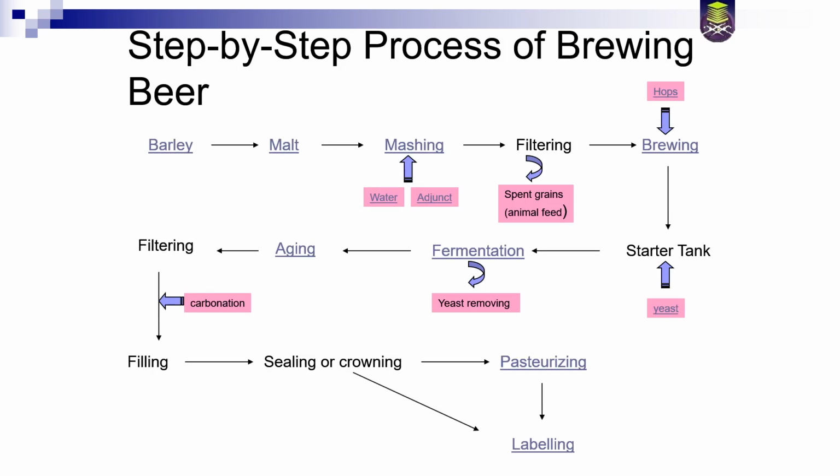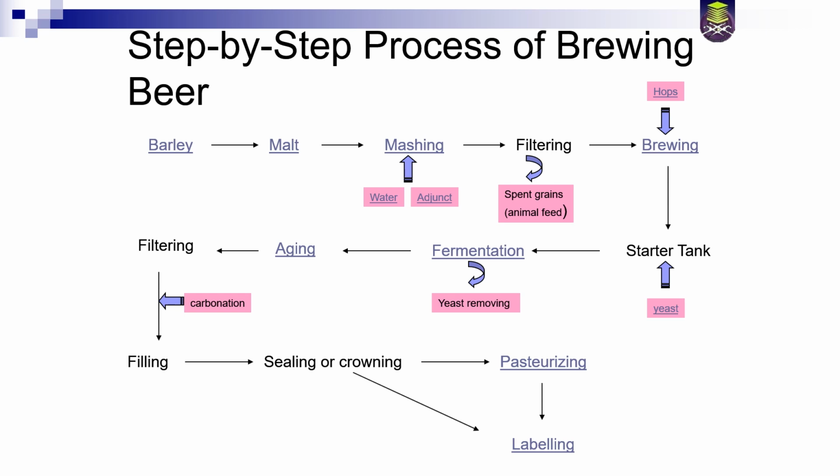Okay, welcome back. This is the step-by-step process of brewing beer. This is part 2 of the second lecture. Step-by-step process of brewing beer. First, barley is turned into malt and undergoes the mashing process and filtering process, and after that comes the brewing process.